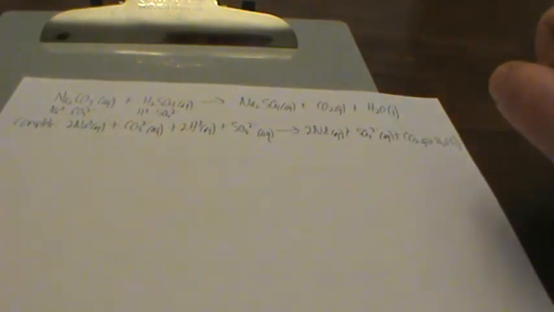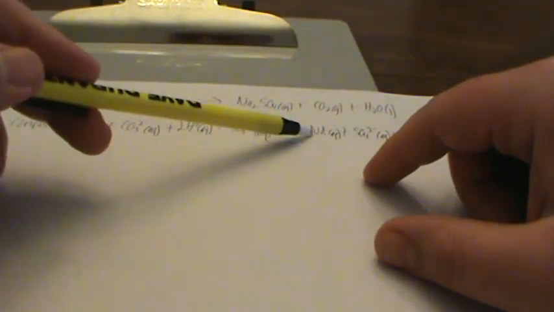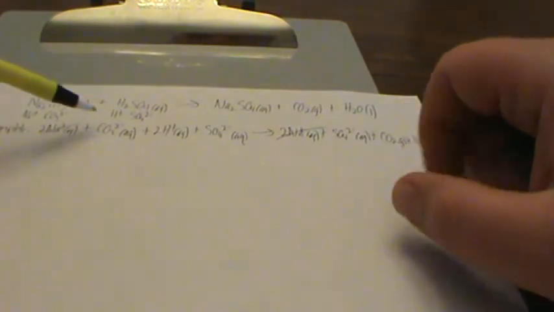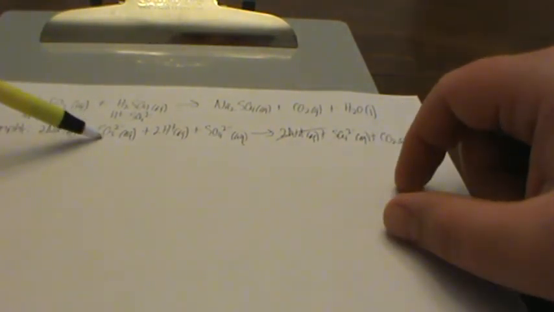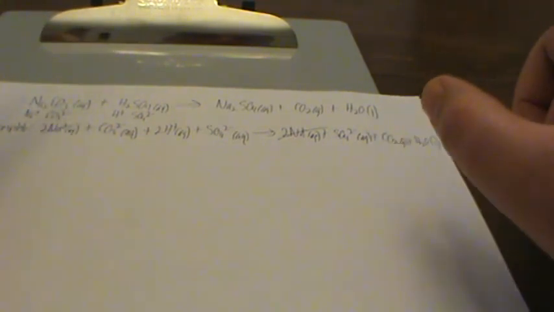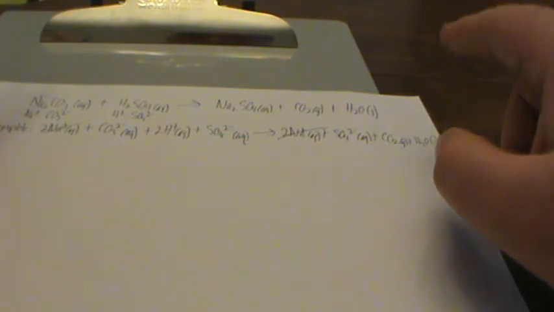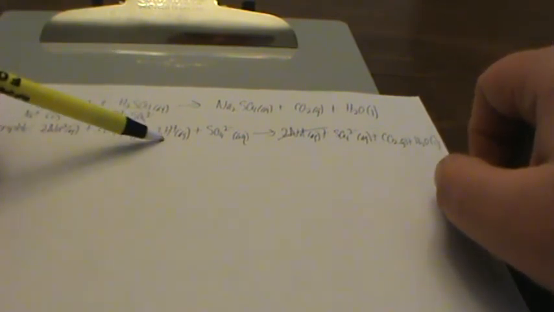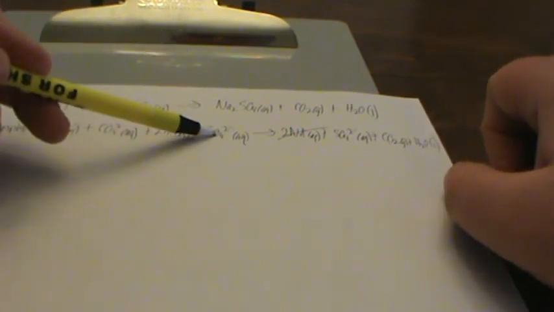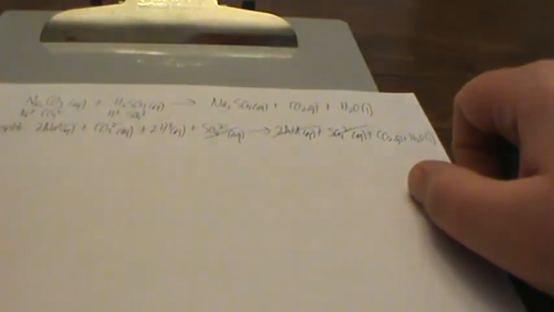Well, let's see if we have any spectator ions. Well, we have 2 sodium ions on the left. We have 2 sodium ions on the right. So we're going to cross those out. We have a carbonate ion on the left-hand side. We don't have a carbonate ion on the right. It has to look exactly the same. I know carbon dioxide looks very much like carbonate, but they have to look exactly the same. We have 2 hydrogen ions on the left, no hydrogen ions on the right. Then we have a sulfate ion on the left, and we have a sulfate ion on the right. So that's another spectator ion.